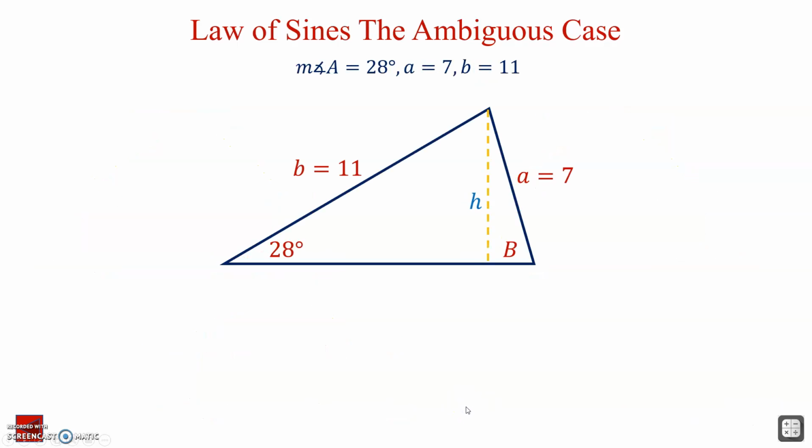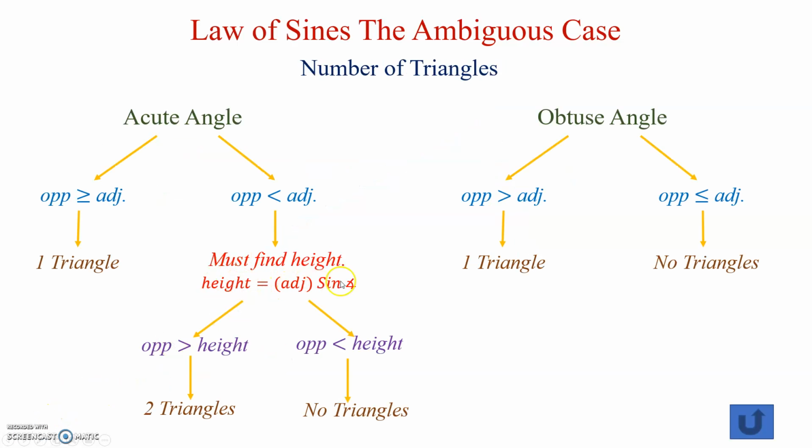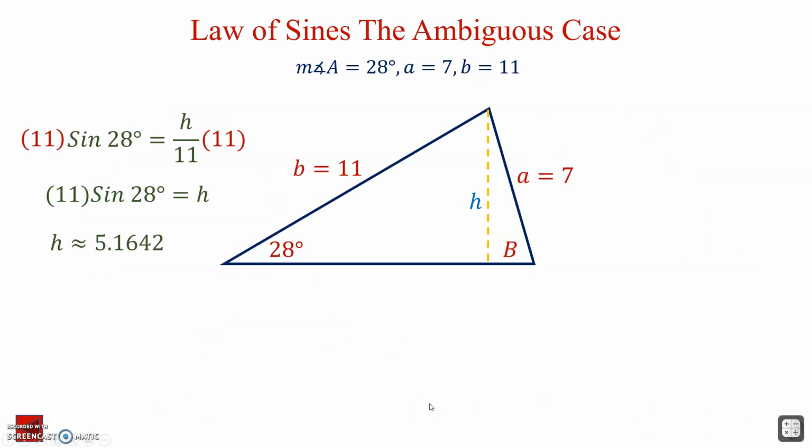The height is right there. I'm working it out the long way. Sine is opposite over hypotenuse, h over 11. Multiply 11 on both sides. There's the 11 sine 28, which was the adjacent times the sine of the angle. So we saw before, the adjacent times the sine of the angle. That gives us a height of 5.16-ish.